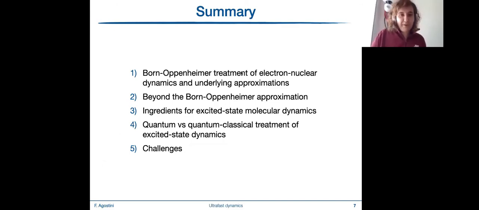I will now say a few words about the Born-Oppenheimer approximation and the underlying hypotheses needed to treat a dynamical problem within Born-Oppenheimer. Then I will show how the breakdown of these approximations is taken into account in a beyond-Born-Oppenheimer approach. Then I will say a few words about the ingredients necessary to perform an excited-state molecular dynamics calculation. And I will show a simple application on a model system comparing quantum and quantum-classical dynamics, where by quantum-classical dynamics I mean really doing a molecular dynamics simulation in which the nuclei are approximated classically and therefore evolved according to classical equations of motion in the presence of the quantum mechanical electronic effect.